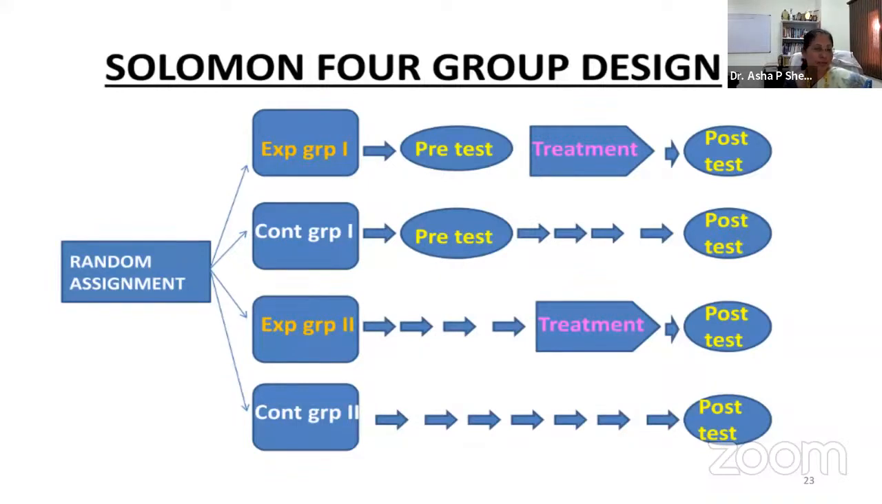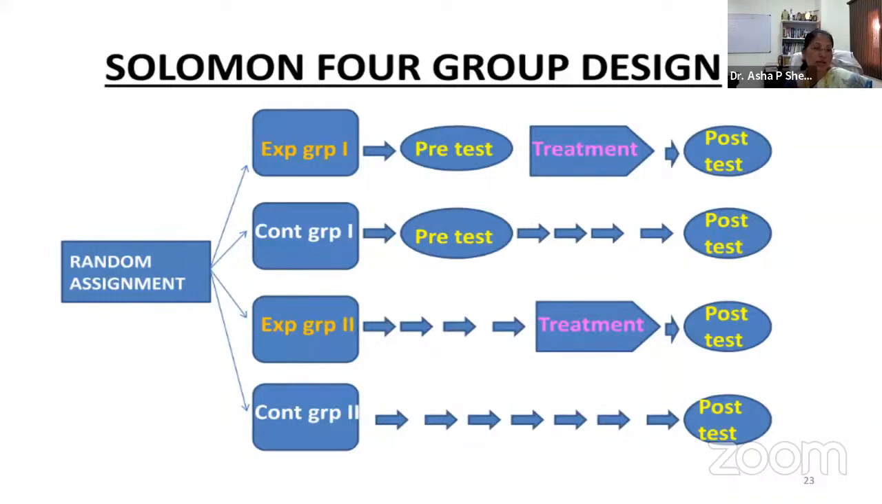Here experimental group 2 and control group 2 do not have the pre-test, and both the groups do not have the intervention. But the effect on the dependent variable is observed in all the 4 groups. The post-test is carried out among the 4 groups for comparison.